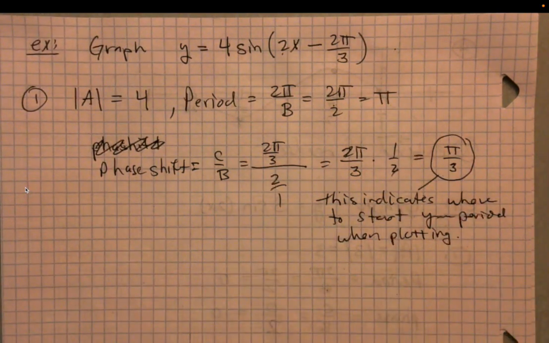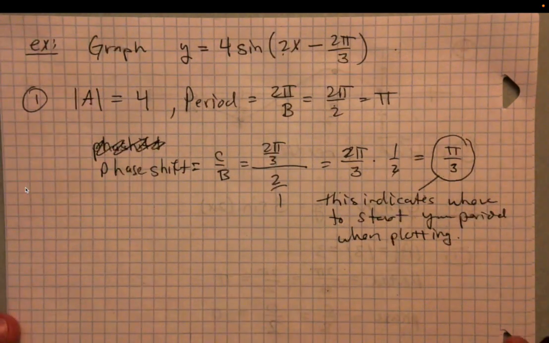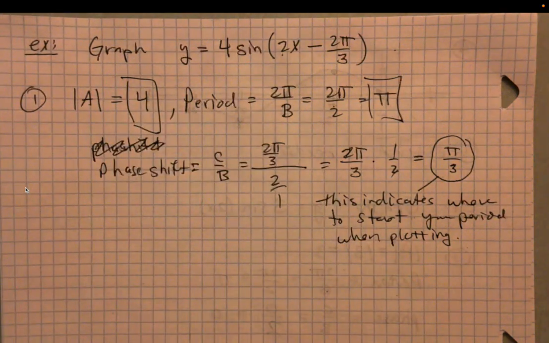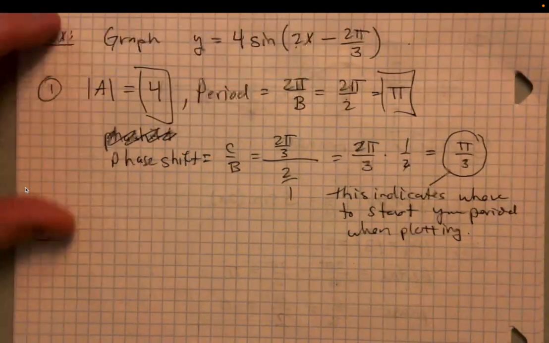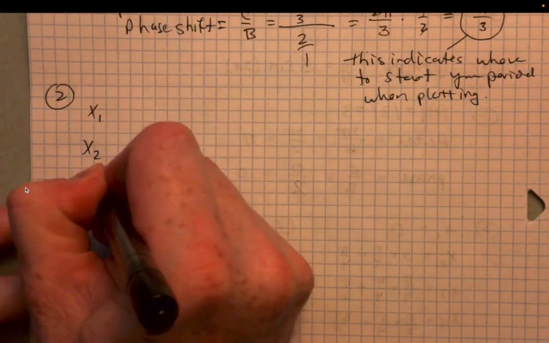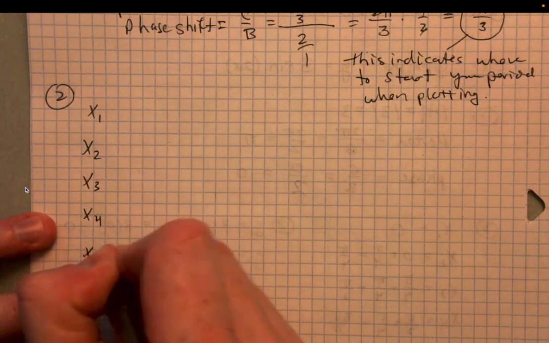Now, you can start the period anywhere. It's just that if you start it with pi over 3, it'll be 0, like you would expect from the sine function. Okay? Okay, so we've got this guy, we've got that guy, and we've got that guy. So what's happening with this thing? Well, it's been shifted over pi over 3. It's stretched all the way up to 4 and down to -4, and it's oscillating faster because its period is pi instead of 2 pi. Okay, so let's go ahead and come up with our numbers, our 5 numbers. So x1, x2, x3, x4, and x5.